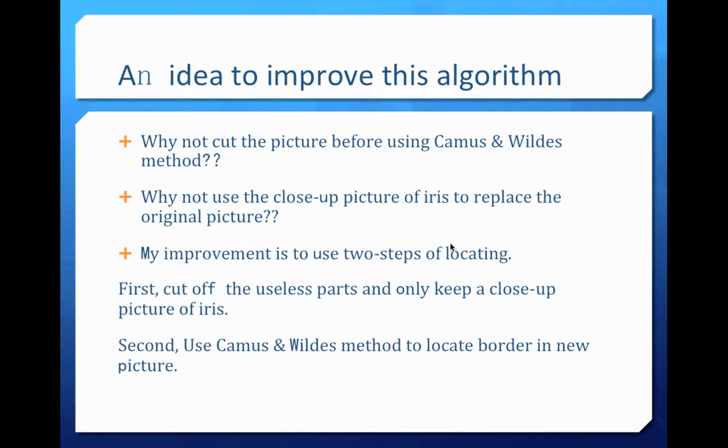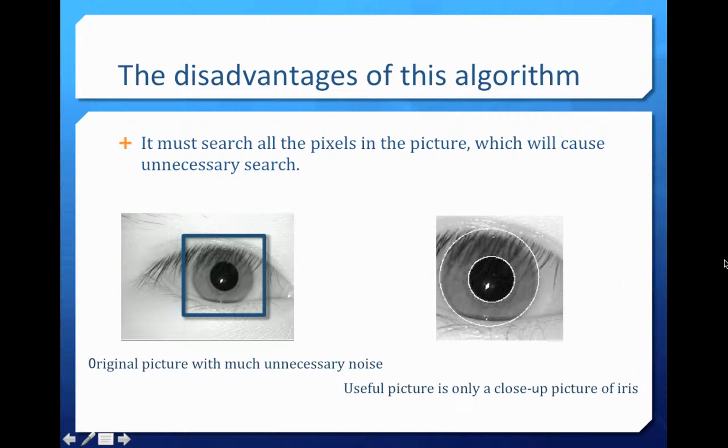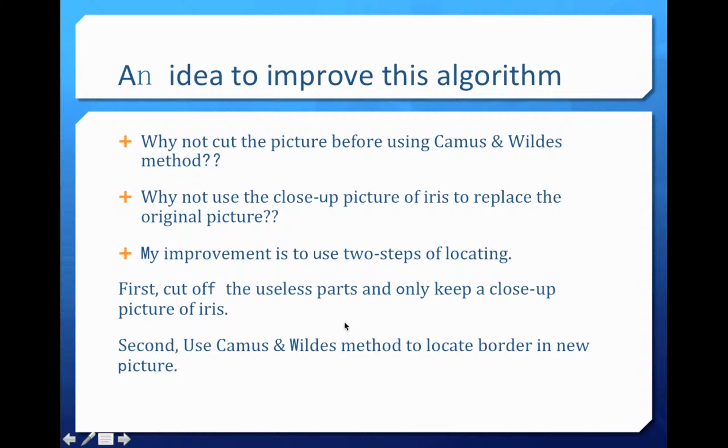So how to solve this? I thought about it and did some experiments, and then I came up with an idea to improve this algorithm. If some part of the picture is useless, why not cut off this part? Why not use a close-up picture of the iris to replace the original picture, just like the right one to replace the left one? Then it will be more efficient, isn't it?